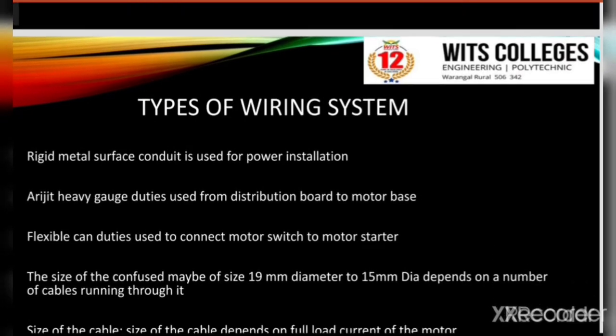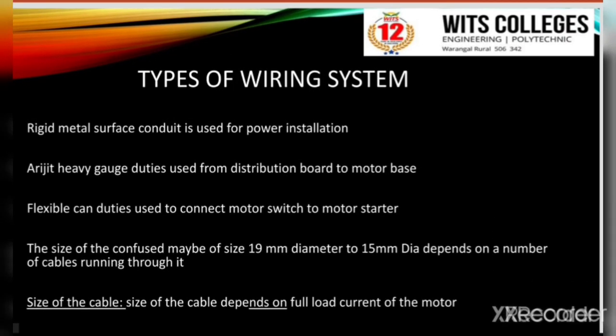And coming to the types of wiring system, in the wiring system we can use both the rigid heavy gauge wire system as well as flexible conduit wires. A rigid heavy gauge metallic surface conduit is used for power installation. Why?